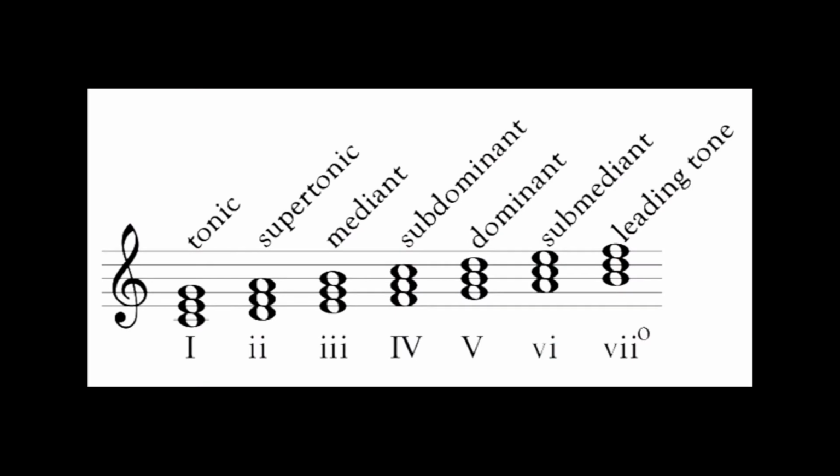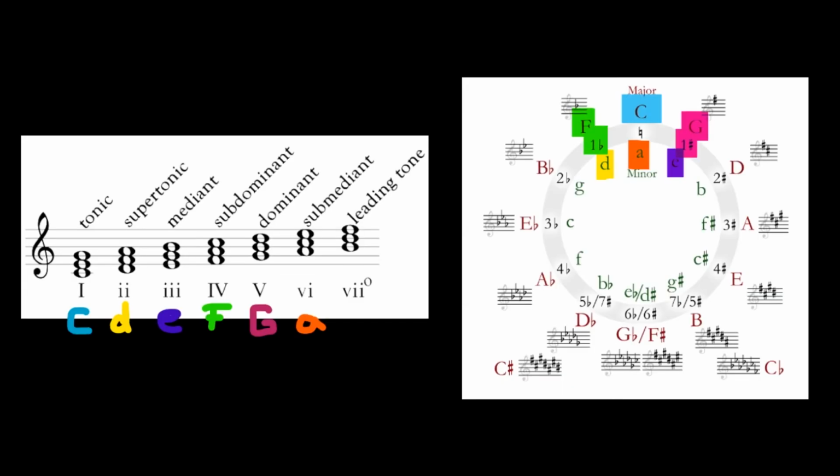Functions. The major scale has 7 notes, and each of these notes can be the root of a chord. Now each of these chords has a so-called function within the key of the scale. You can see them here for the key of C major. Now if you take another look at the circle of fifths, you can see they correlate strongly.